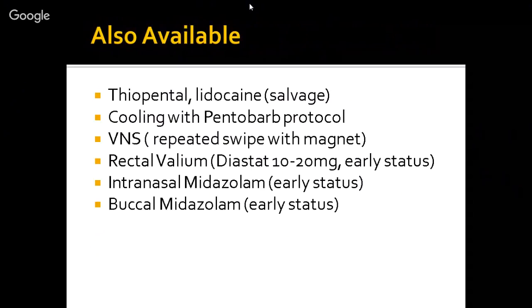VNS. So in patients that have a VNS, which is a minority of seizure patients, it's a device that hooks up to the vagus nerve, and swiping a magnet stimulates the vagus nerve, which resets the limbic system and slows down seizures. It's probably most effective for temporal lobe seizures, but nevertheless, it does help. Rectal Valium is used actually all the time out in the field, particularly with more developmental and disabled patients that tend to have protracted seizures.